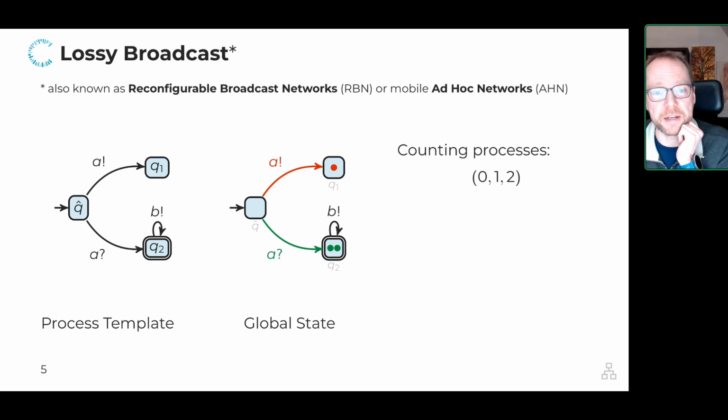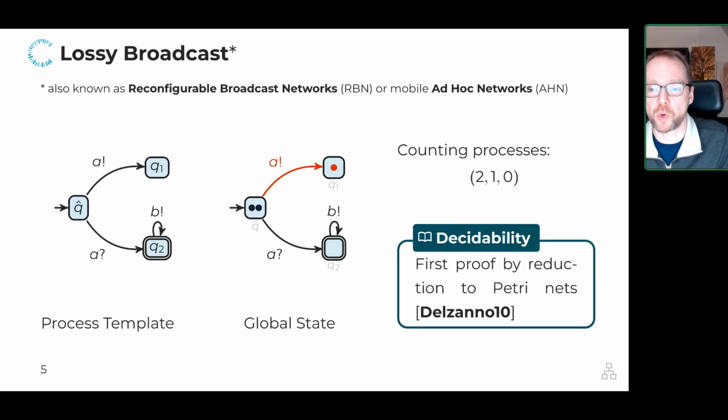Now, I said can because lossy broadcast means the message might actually not arrive at these processes. So another option is that the sender goes here and only one of the receivers goes to Q2. The other one didn't get the message and stays in the initial state. Or even the sender goes to Q1 and none of the potential receivers actually receives the message. So this is how lossy broadcast works.